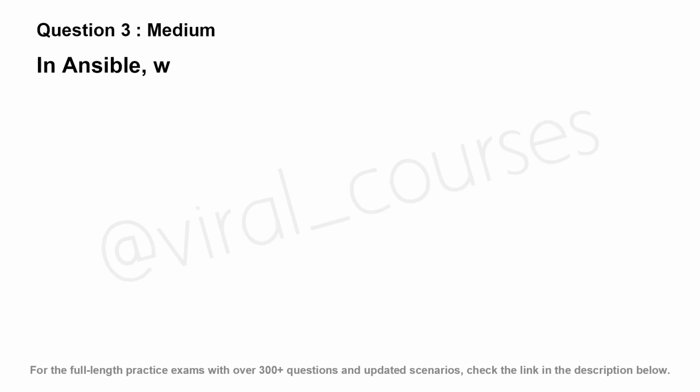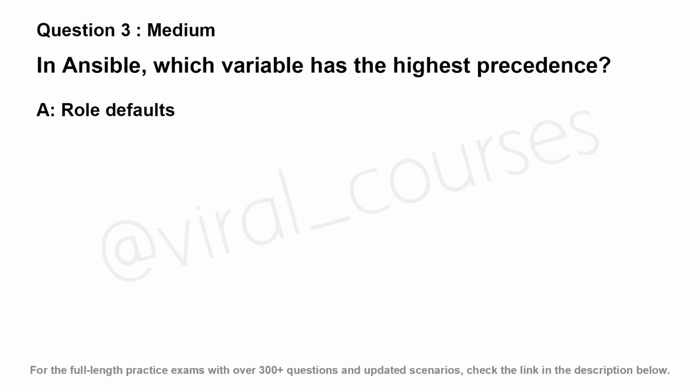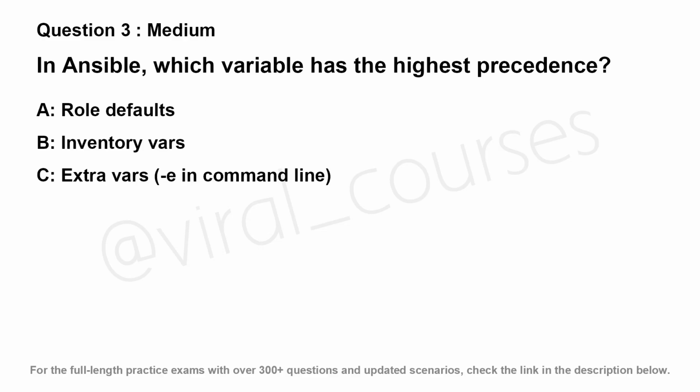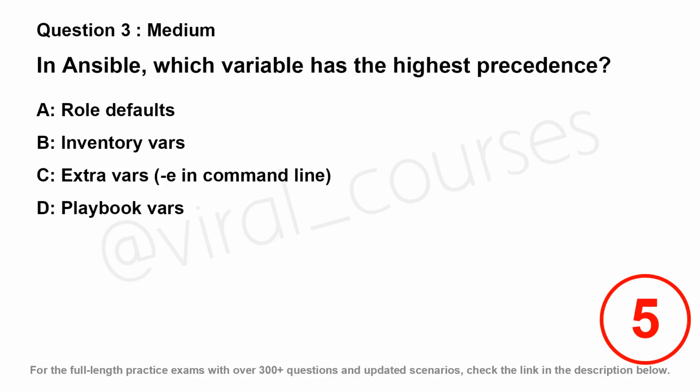In Ansible, which variable has the highest precedence? Option A. Role defaults. Option B. Inventory vars. Option C. Extra vars, -e in command line. Option D. Playbook vars.